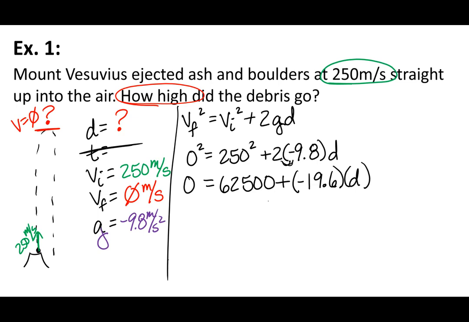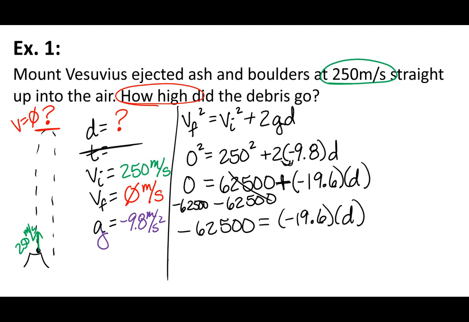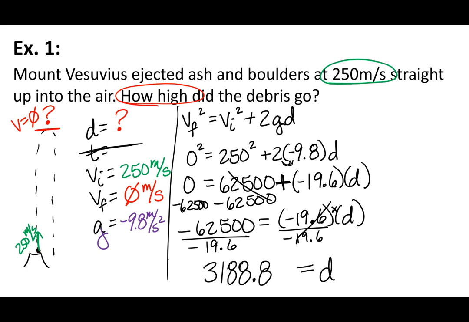Instead, you have to move one of them to the other side. Why don't we move the 62,500? Since it's adding, we're going to subtract. Always do the opposite of the function. And so we get negative 62,500 equals negative 19.6 times D. Then we have to get D by itself. Since this is multiplied together, we have to do the opposite, which is divide. And we always divide by the one that's attached to the variable. That way we can get that variable by itself. And when we do 62,500 divided by 19.6, we get 3,188, and we'll round to 0.8 meters.